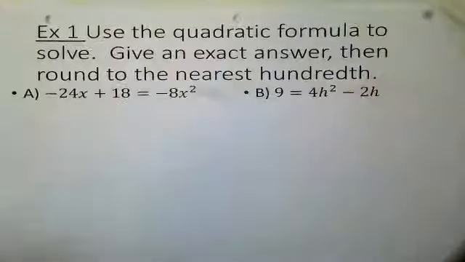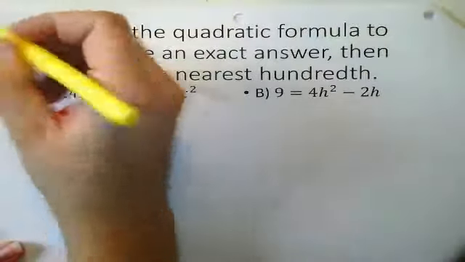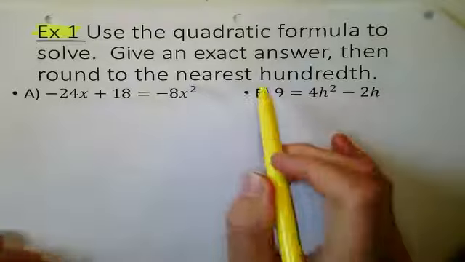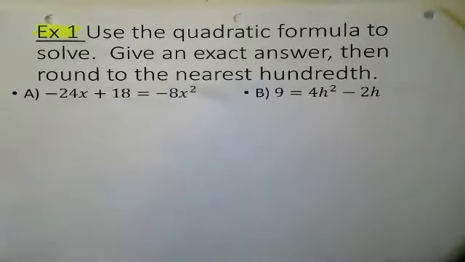Use the quadratic formula to solve, give an exact answer, then round it to the nearest hundredth. So again, you're writing down the directions, and we're going to have a calculator. There are 2 problems, I'll use both calculators, so one for each. All right, so we want to give an exact answer, but also round to the nearest hundredth.